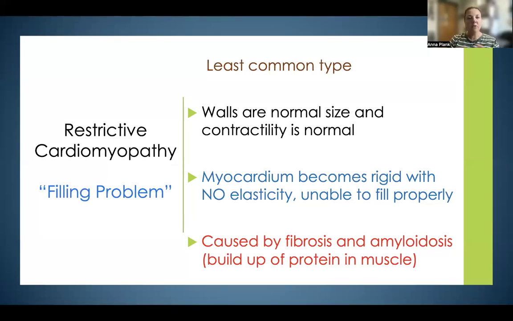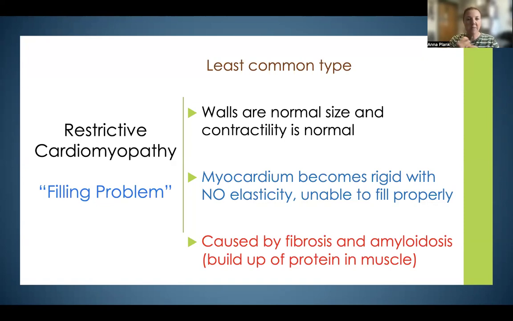The last kind is called restrictive, and you're not going to see this as much, but it is a problem with the ability to fill. And this is a change in the quality of the heart muscle. So it doesn't get any bigger, doesn't squeeze any less. So it's still able to do its thing. It's just the muscle in the heart becomes fibrous or very, very stiff. So it is still beating, it just can't stretch to fill. So it becomes very, very rigid.